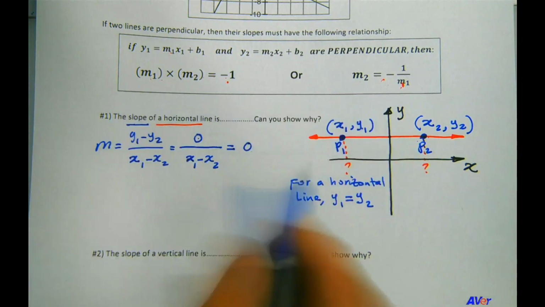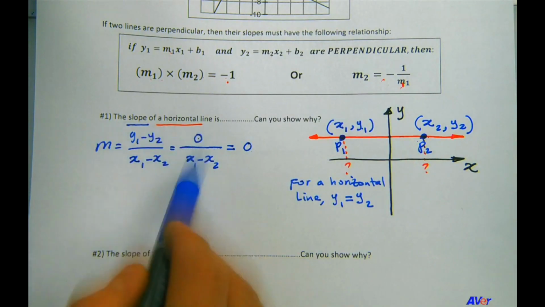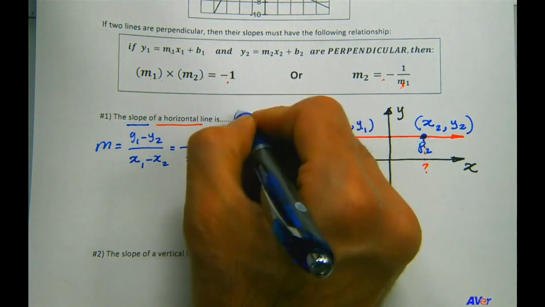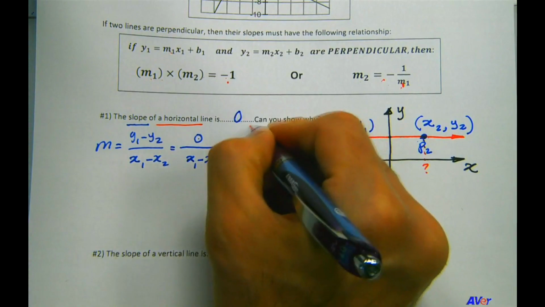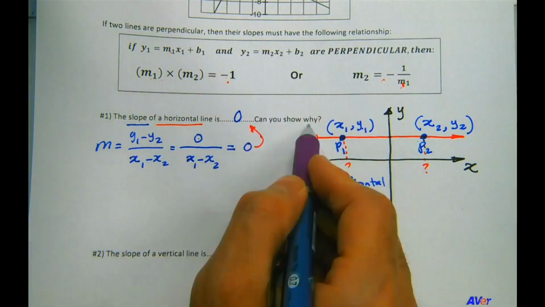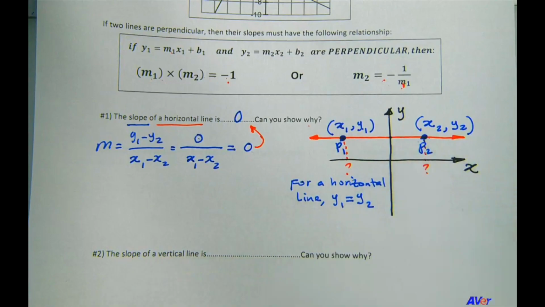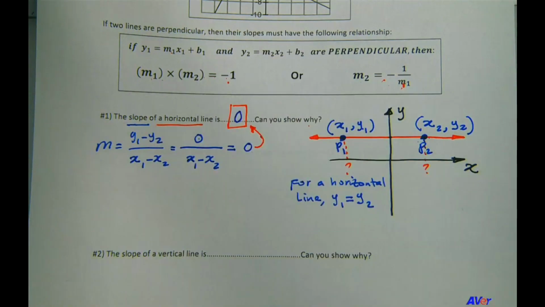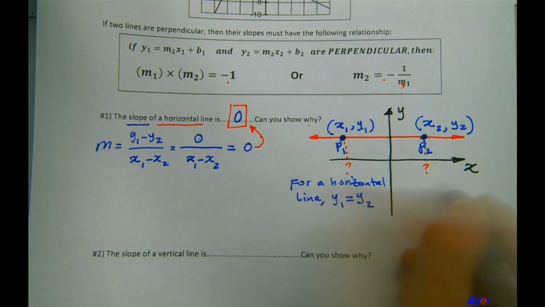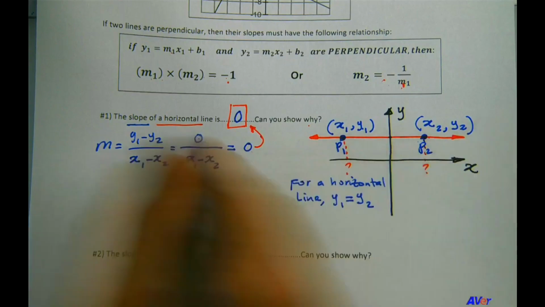So this means that the slope of a horizontal line is always equal to 0. And can you show why? We've already shown why, just by using this graph and two hypothetical points. Okay, I hope this is clear. So the slope of a horizontal line is always 0. It doesn't matter where in the plane it is. The slope of a horizontal line is always 0.